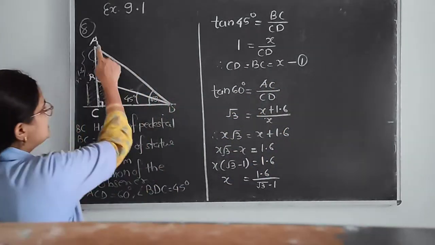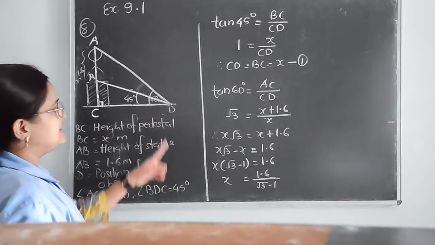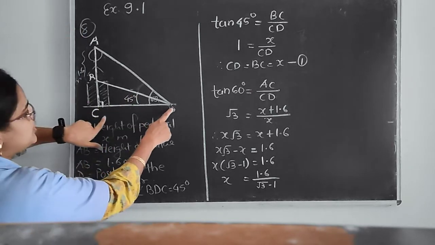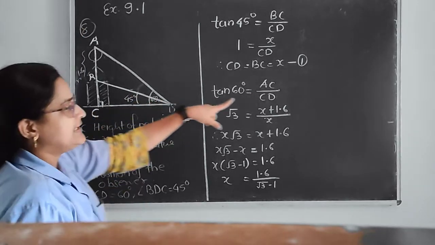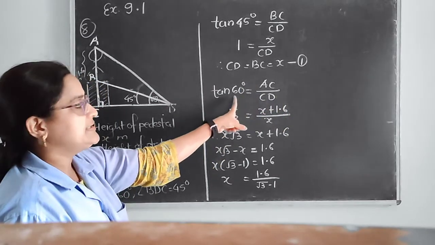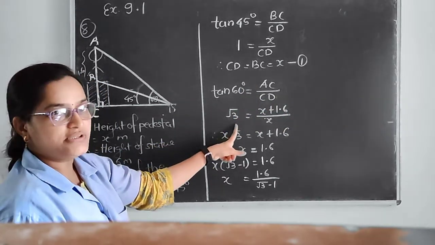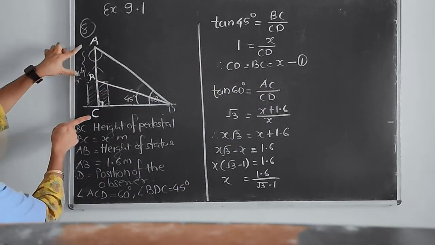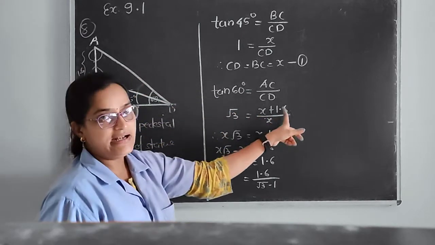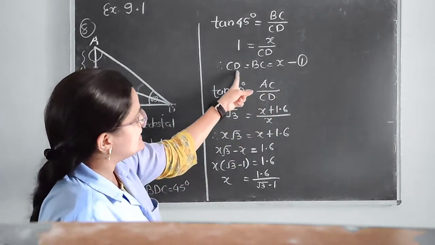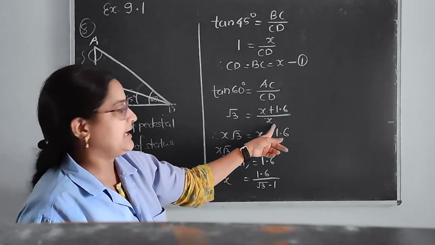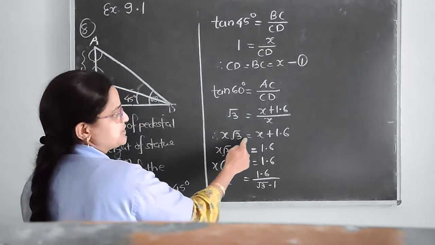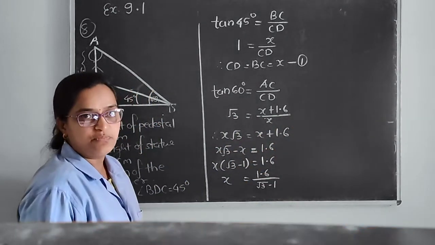Then consider the triangle ADC. Consider tan of 60 degree. Now what is tan 60 here? Isn't it opposite upon adjacent, that is AC upon CD? Let me write it over here. Now what is the value of tan 60 degree? It is root 3. What is the value of AC? See here, AC is AB plus BC, that is 1.6 plus X, right? So X plus 1.6, and CD as I know here is simply X. Again by cross multiplication what do I get? Root 3X, that is X root 3 is equal to X plus 1.6.